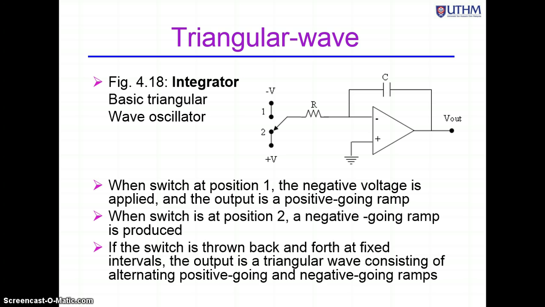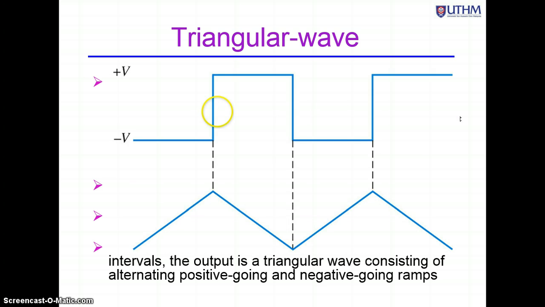Now we'll see what will happen if the switch is put in position 1 and 2 at a regular interval, meaning that you have a positive going and negative going ramp. So this is what you'll get. Input negative, positive going ramp. Input positive, you have a negative going ramp. So the output will be a triangular wave. The input is a square wave. So with this we'll get a triangular wave oscillator.